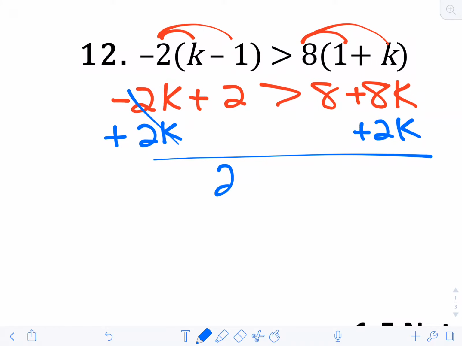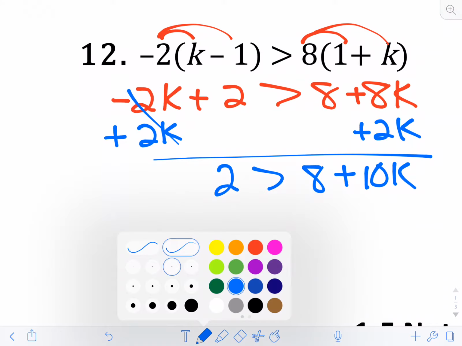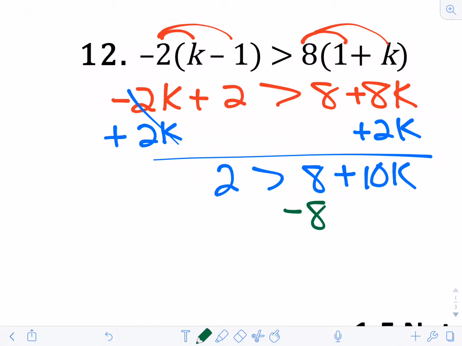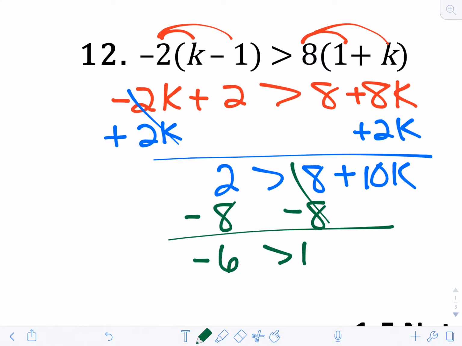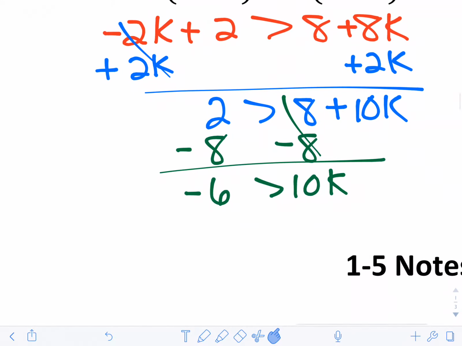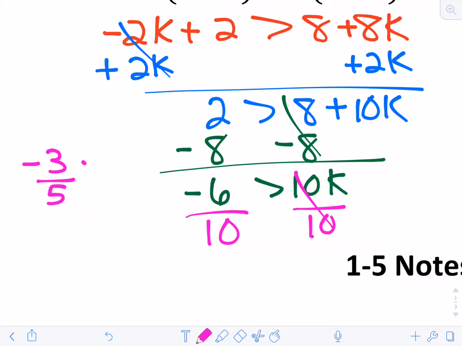So I have 2 is greater than 8 plus 10k. What I want to do here is subtract 8 from both sides, and then I will have negative 6 is greater than 10k. Then I want to divide both sides by that 10. Negative 6 divided by 10, if you reduce that, 2 goes into both of those, gives you negative 3 over 5 is greater than k.